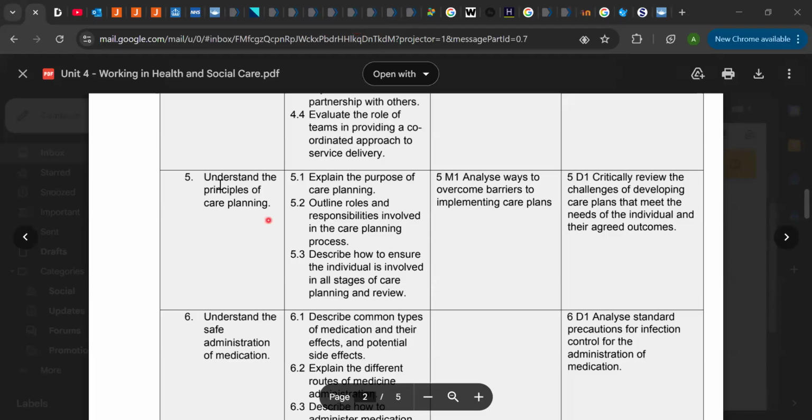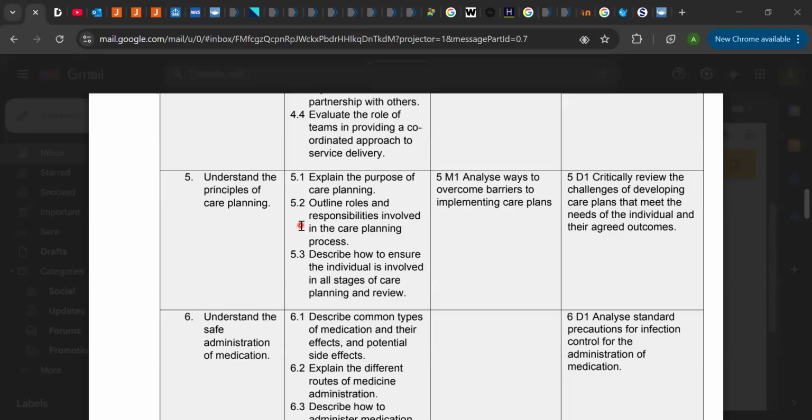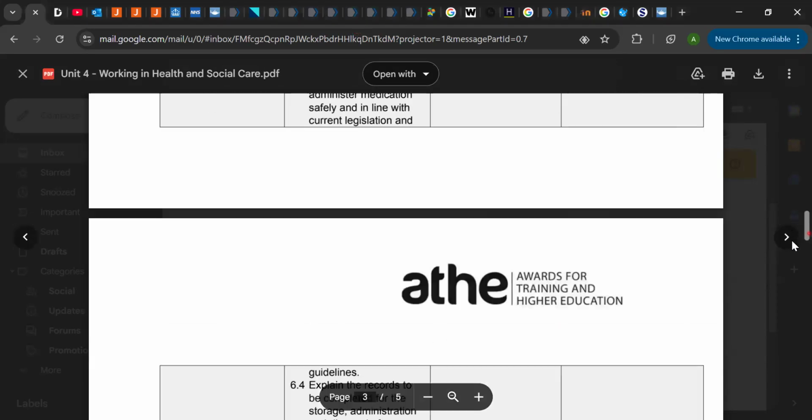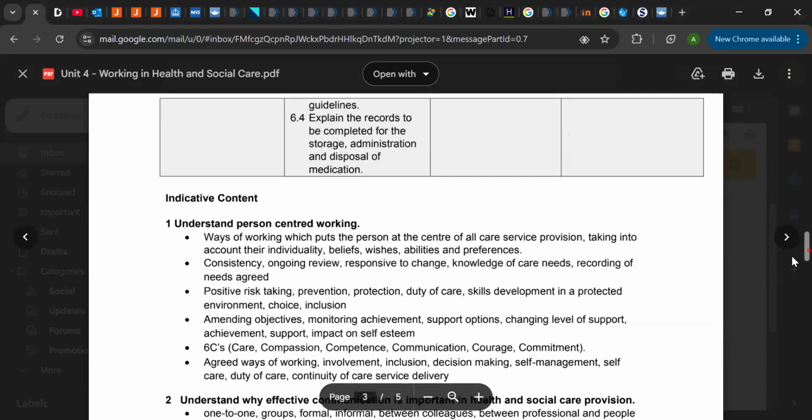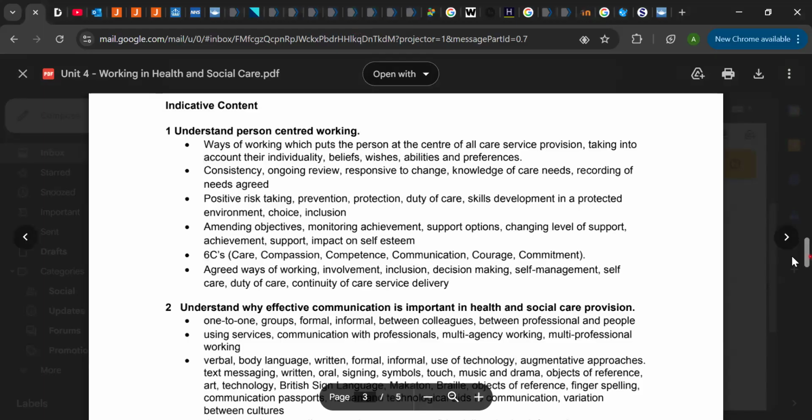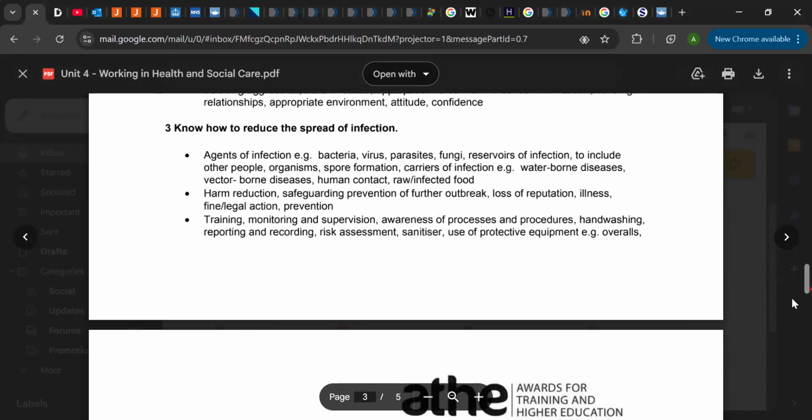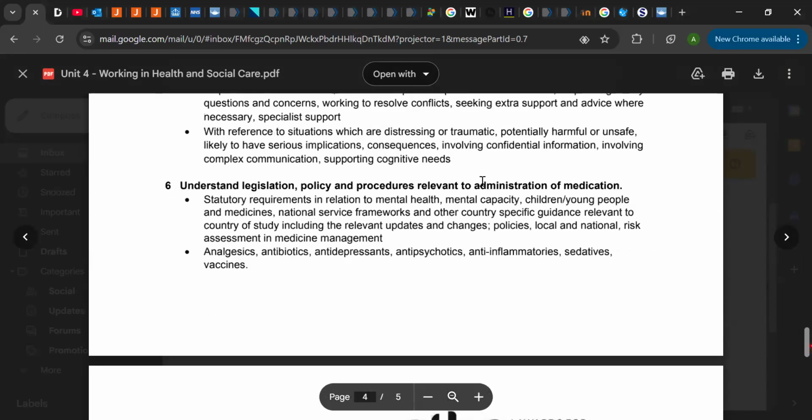So the fifth is understanding the principles of care planning. And the sixth is to understand the safe administration of medication. You need to know this, even if you're not doing it, you definitely need to know this. These are some of the indicative contents that we'll go through during your six learning outcomes.